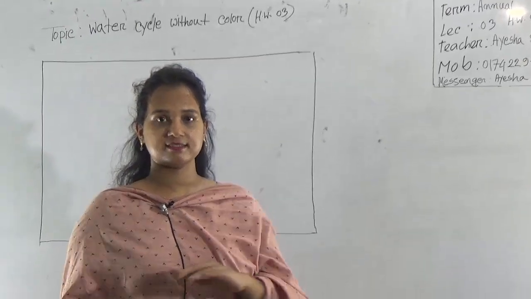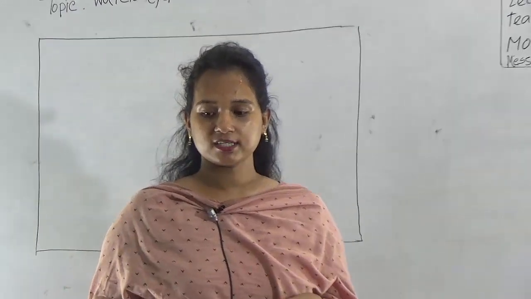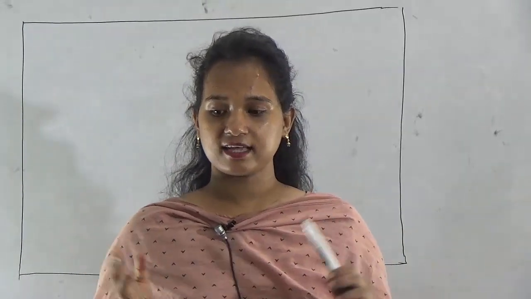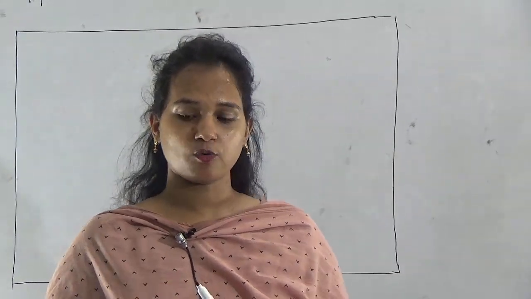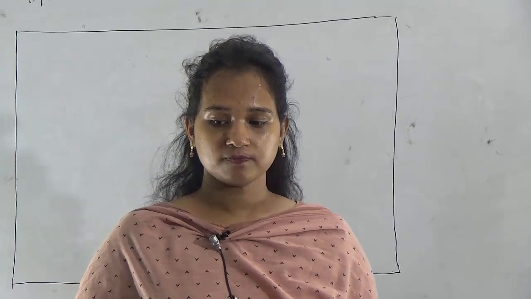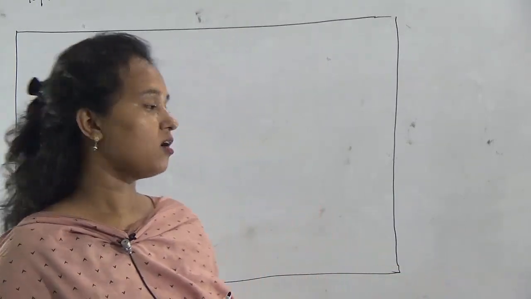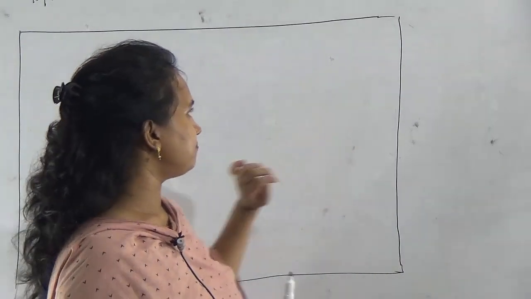Water cycle is the way the water moves all around the earth as it changes its state. That's called water cycle. So now we draw the water cycle.